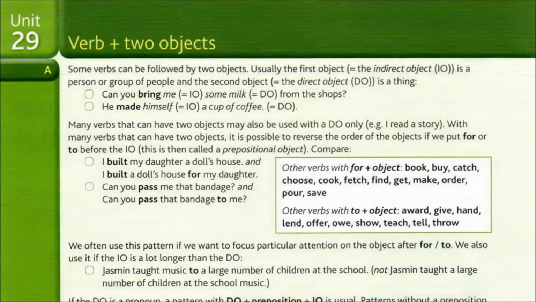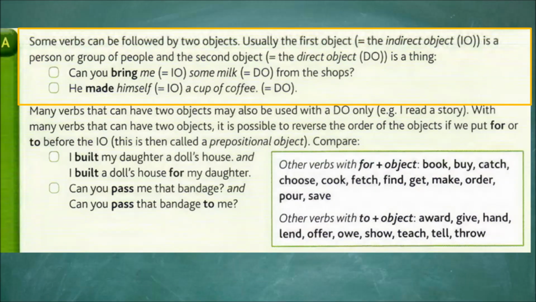Unit 29. Verb plus two objects. Section A. Some verbs can be followed by two objects. Usually the first object, the indirect object, is a person or group of people, and the second object, the direct object, is a thing. Can you bring me some milk from the shops? He made himself a cup of coffee.